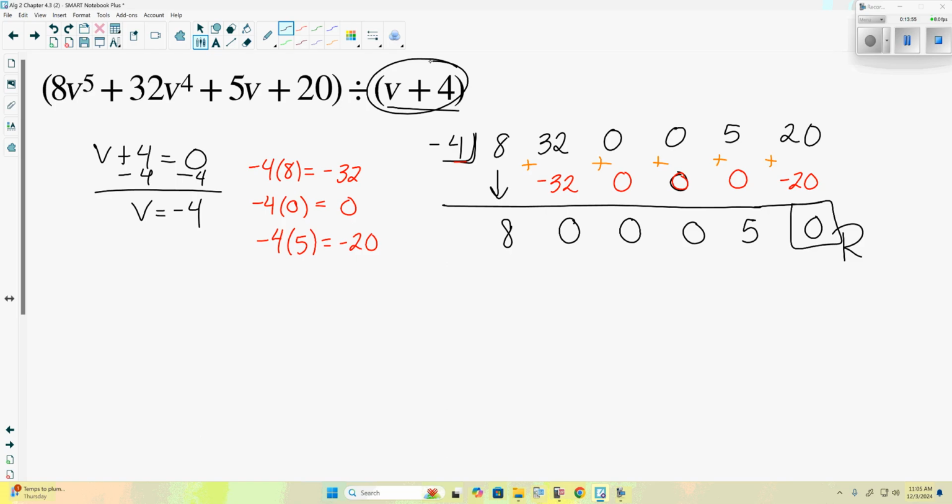Questions on this here? We're ready to put the variables back. So 0 is our remainder. 5 is just going to be 5. Next to it, we have v to the 1st, v squared, v cubed, and v to the 4th. Yes. If the number doesn't have a sign in front of it, it just means it's positive.